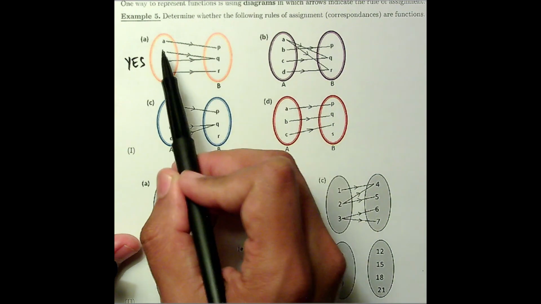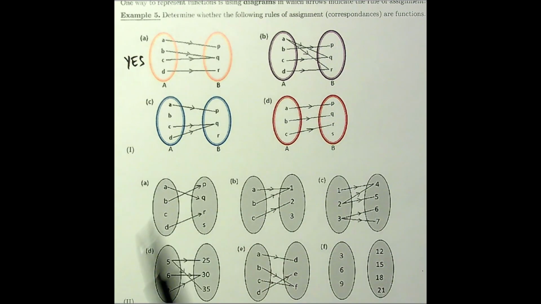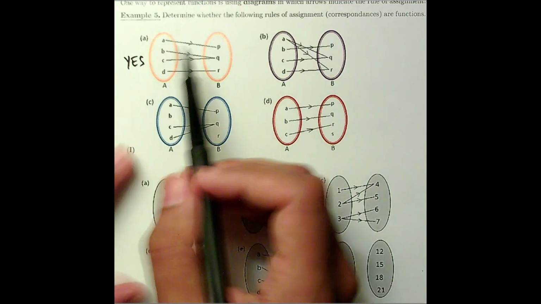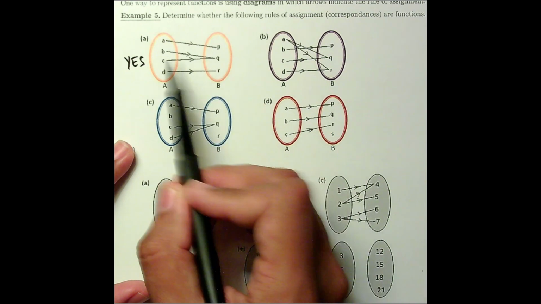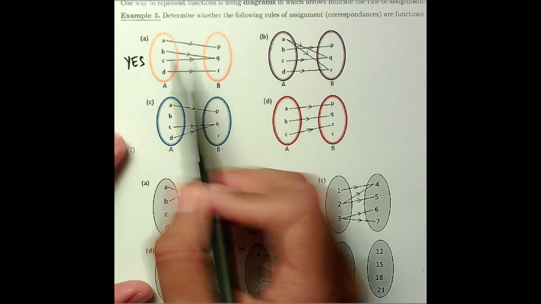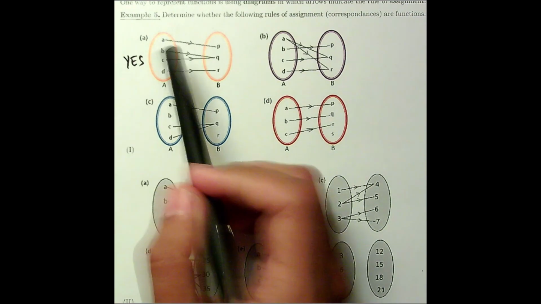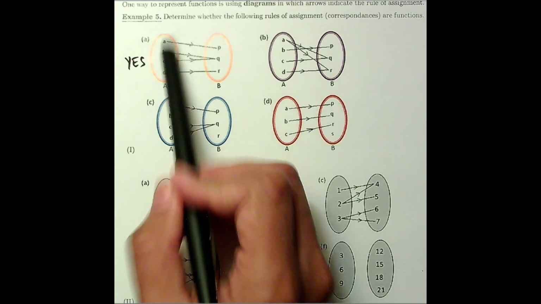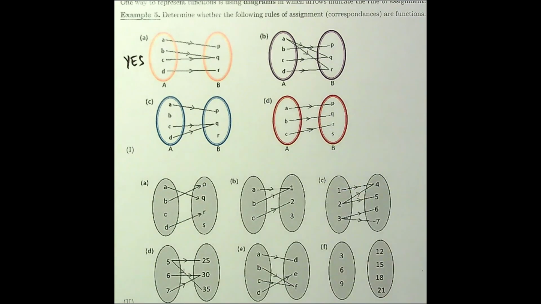For each element in A, there's an arrow coming out of it, and there's no more than one arrow coming out of it. As I told you, you could have two arrows landing on the same spot, that's fine, but you could not have two arrows coming out of the same element in A. So that satisfies the definition of function. Moreover, you see there's no leftovers in A. Every element has something coming out of it, has an arrow coming out of it, so it is a function.